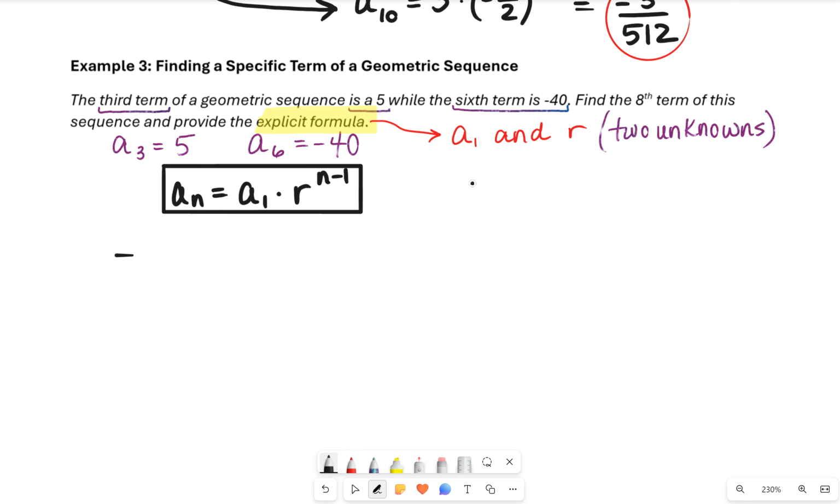So negative 40 is equal to A sub 1 times R. I'm writing A sub 1 and R because I don't know what they are. And how many terms are there? Well, negative 40 is in the 6th position, so there's 6 numbers minus 1. I'm going to do it for the other one. 5 equals A sub 1 times R, and this one had 3 terms, 3 minus 1.